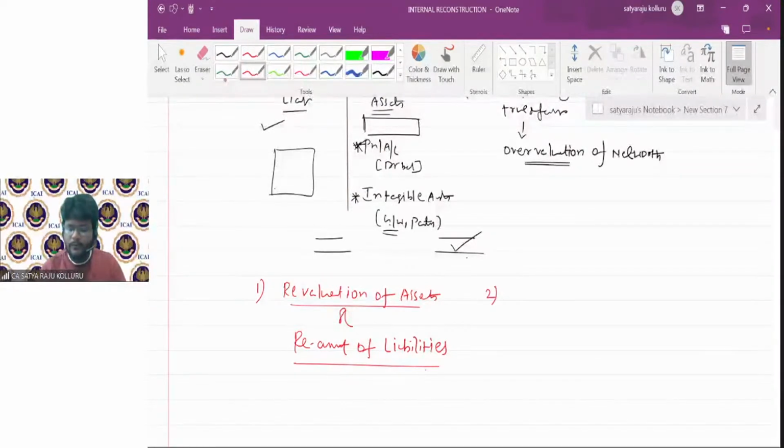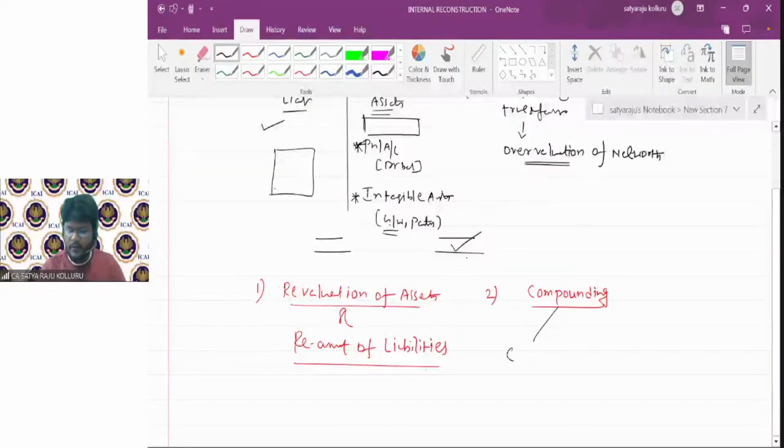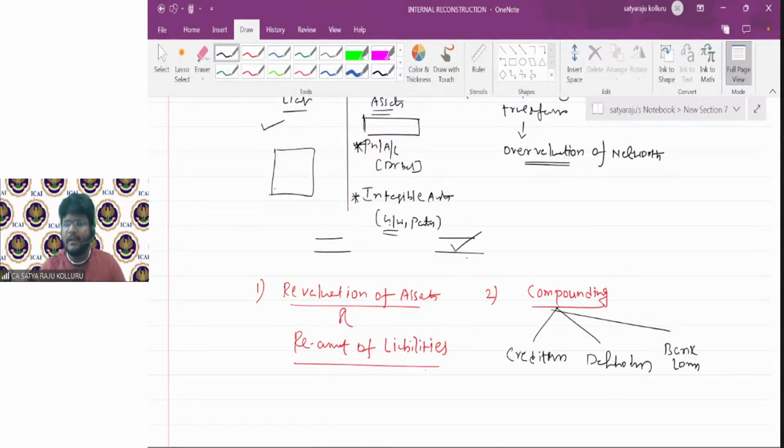Number two, it will also conduct certain compounding activities. Sir, what is the meaning of compounding? Compounding means it makes certain negotiations with the following parties: creditors, debenture holders, bankers for bank loans, or any other loan holders or any other liability party. They will make certain compounding arrangements.